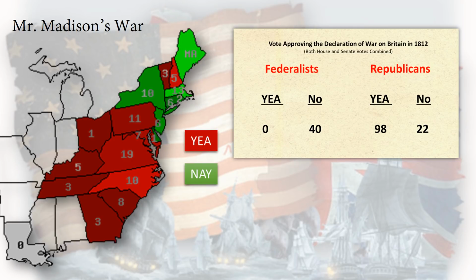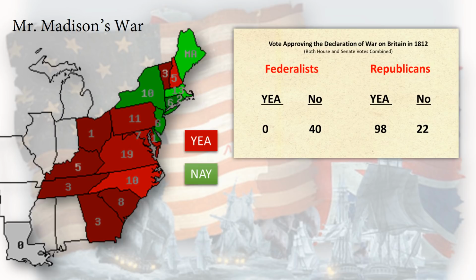You've got the Federalists and the Republicans breakdown to your right. Look at how many Federalists are voting for the war. None. Not a single Federalist voted for the war. All Federalists, all 40 of them, voted against the war. The Republicans, on the other hand, 98 yay, 22 no.